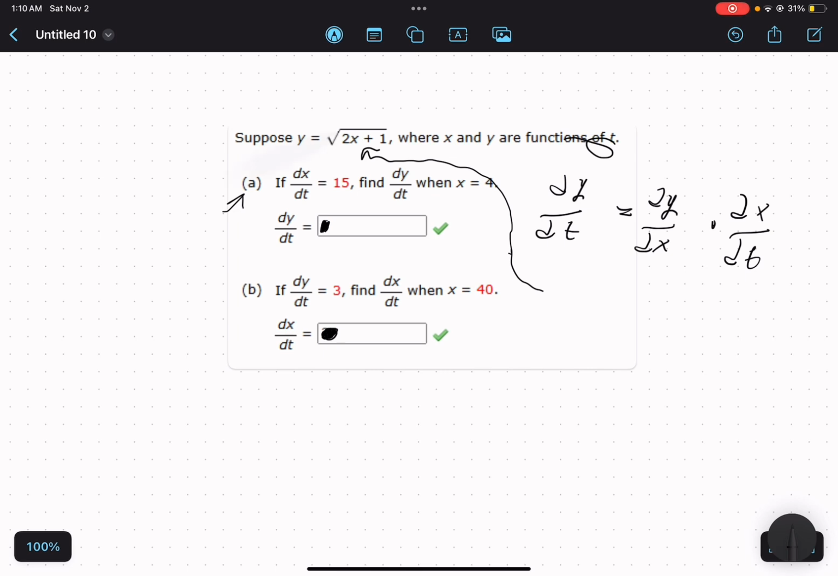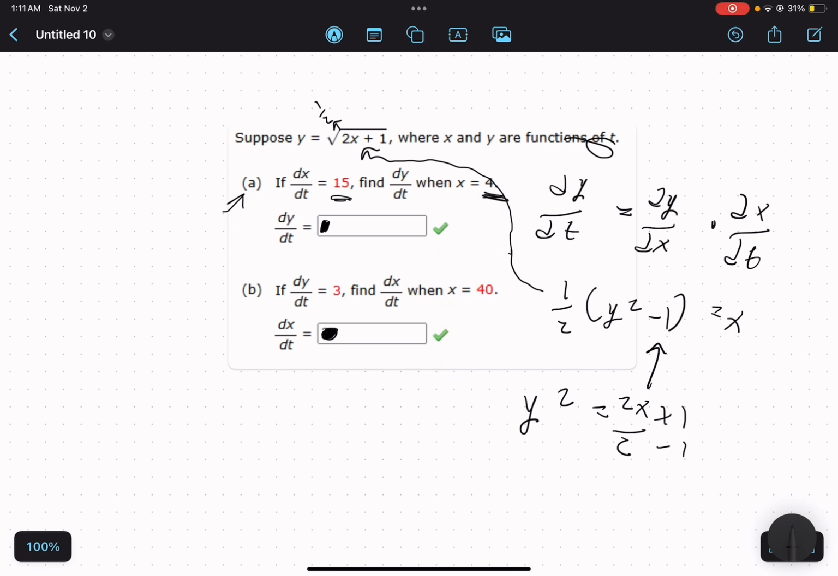So what I'm going to do is take the square root out and turn it into a power of 1/2. It just makes it easier. So when I turn it into 1/2, I get something that looks like this. Basically, I went from y squared equals 2x plus 1, subtracted 1 and divided by 2, and it gave me this equation to solve for x. So now I can apply the variables that we have over here.